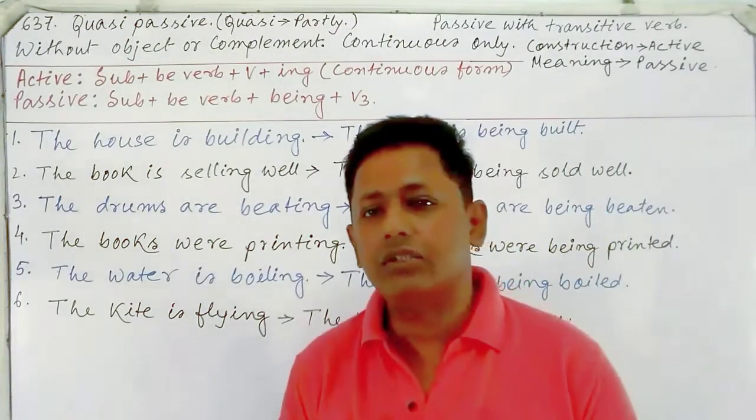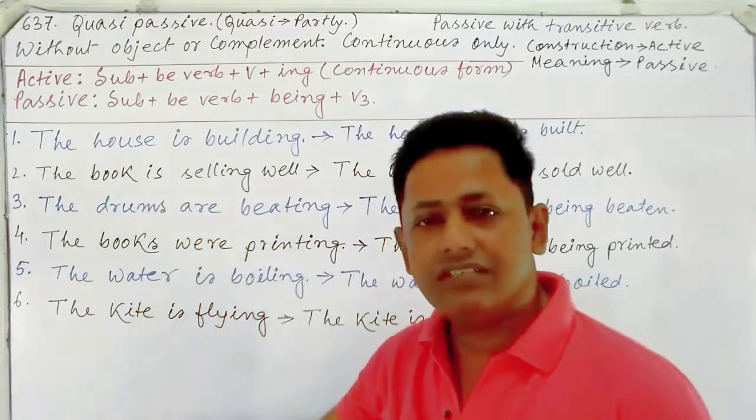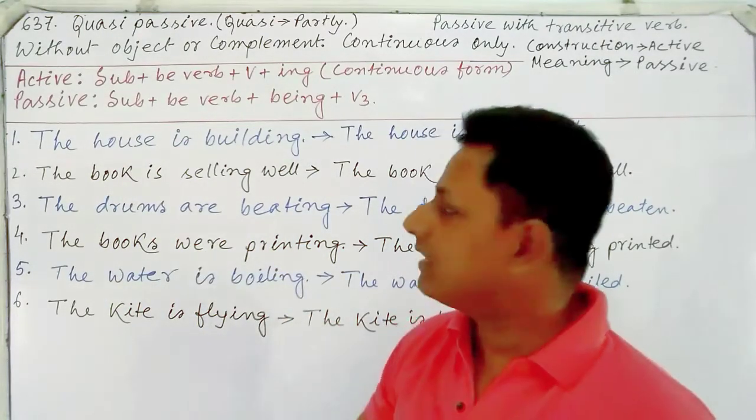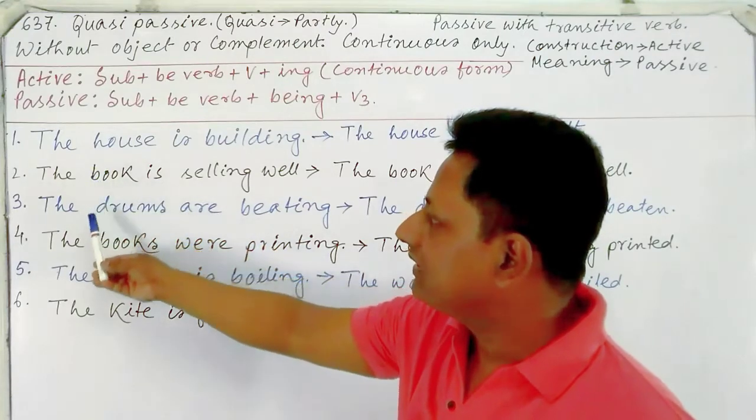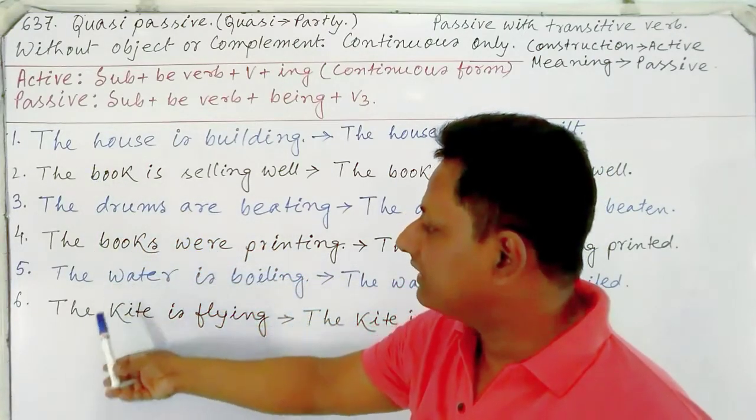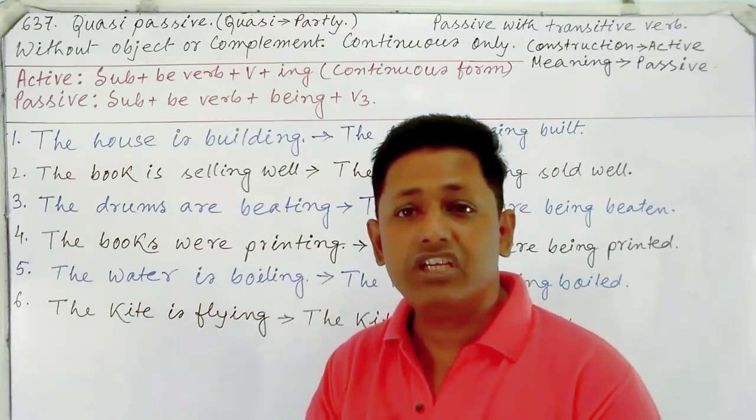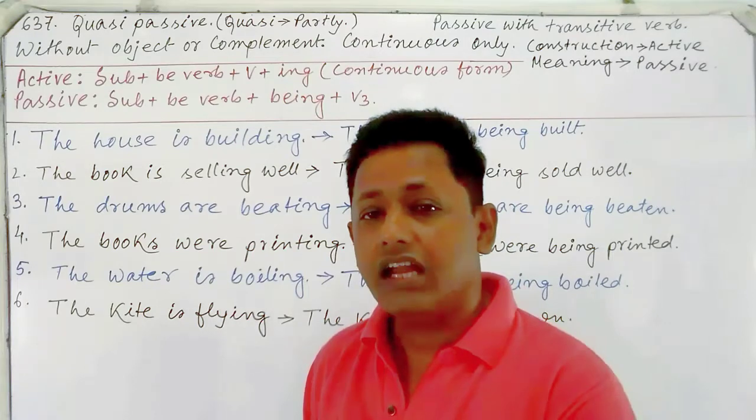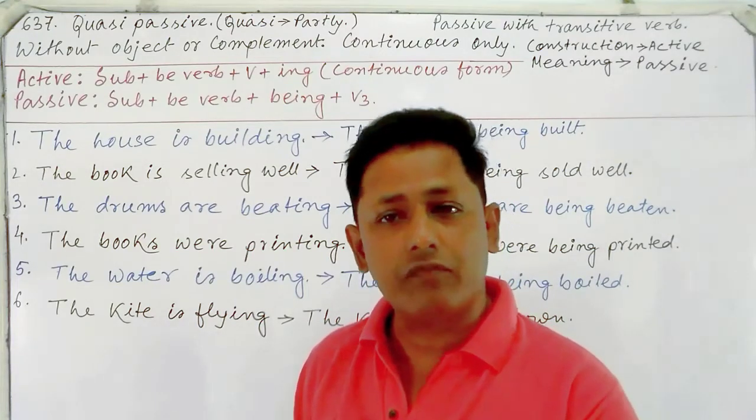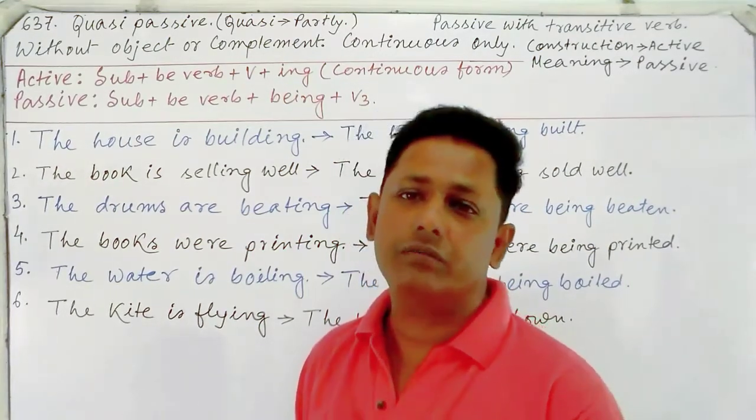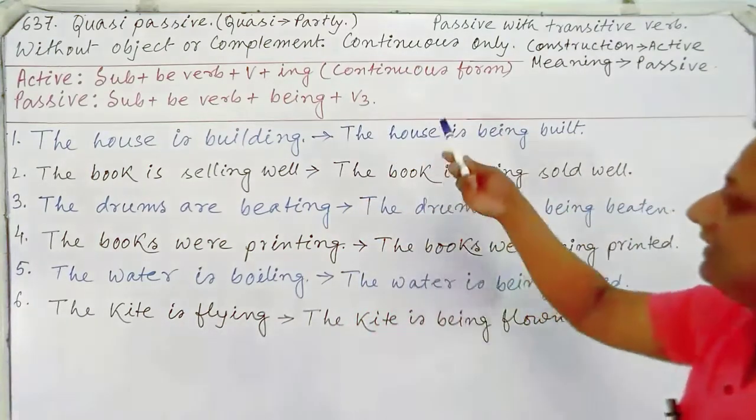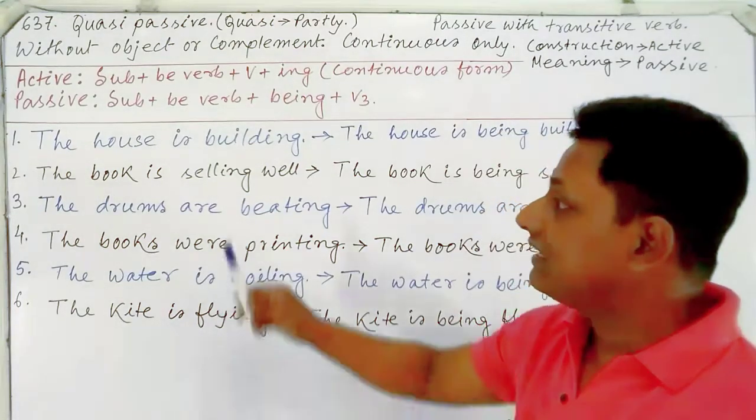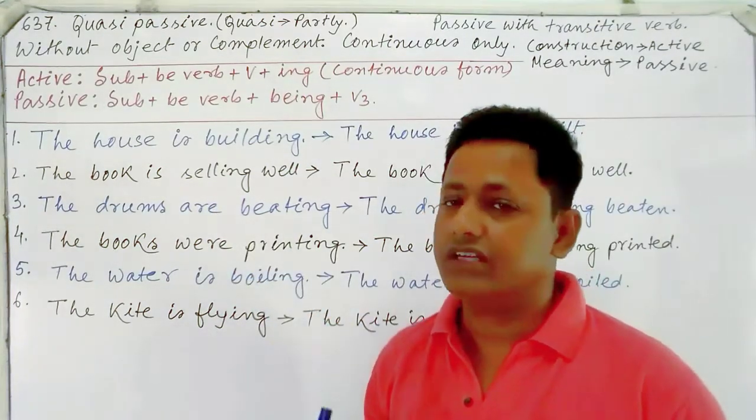So, what have we learned today? Here, the sentence constructions are active, but the sense they give is passive. The subjects, the house, the book, the drums, the books, the water, the kite, are the subjects of active sentences. Still, they are not taking part in the action. They are not performing any action. They are the receiver of the action. On the other hand, these are the passive forms of the sentences. And again, more or less, the meanings are very close to each other.